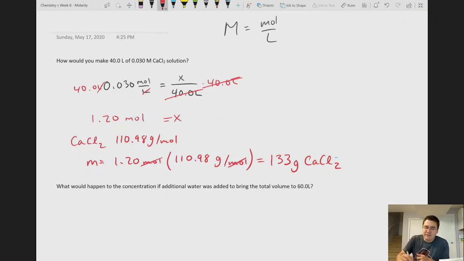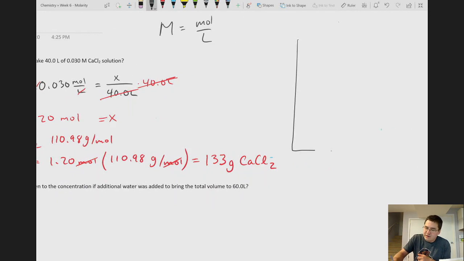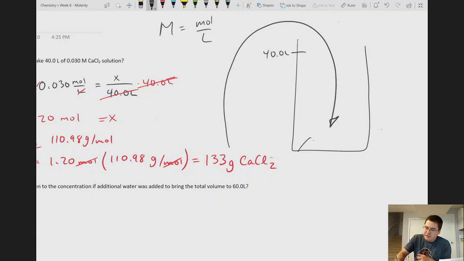The physical process of making this, 40 liters is a large volume. So you would need a big bucket, about 10 gallons. You'd need to know where the 40 liter mark is. And you would take your 133 grams of calcium chloride, you would put that in, right? So there's our solid calcium chloride, weighed on a scale, dumped in.